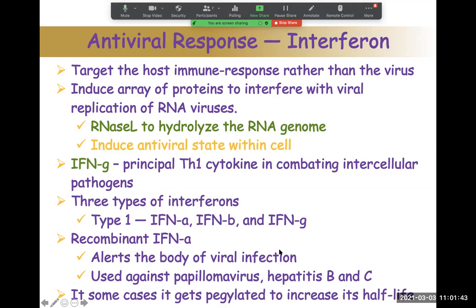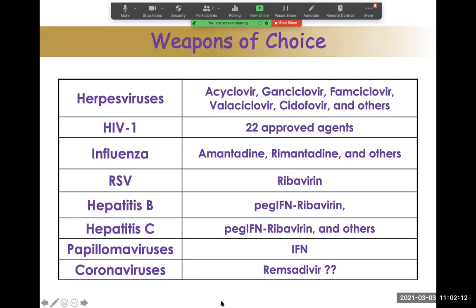And what happens is people said, okay, maybe if there is a viral infection, we give them interferon before the body even starts making it, because it takes time to make. What if we give the interferon and then the body can react much faster? And so they have interferons against papilloma, Hep B and Hep C. And sometimes it gets pegylated. You see pegylated interferon as your drug, and that is basically to increase its half-life.